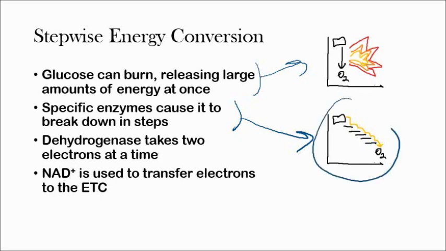So this is what will happen in your cell. You'll have the glucose, and then electrons will be transferred to something slightly more electronegative, and it'll go down those steps until you get to oxygen.